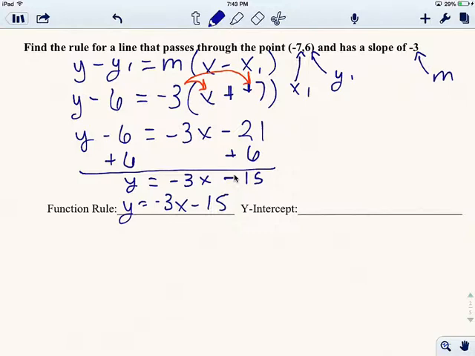And it asks for my y-intercept. Well, I know that my y-intercept is just that part of the equation that doesn't have an x with it, or b, in y equals mx plus b. But I got to remember that whenever I write down a y-intercept, I have to write it as a point. So I've got to go 0, -15. And there we go. That's our answer.